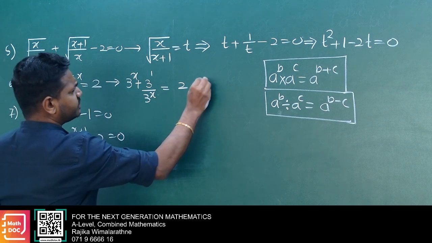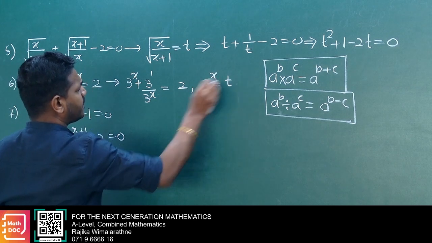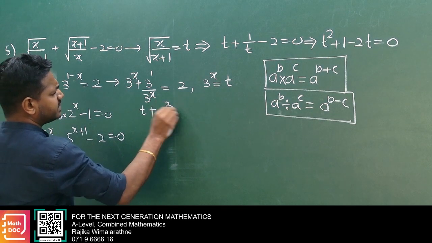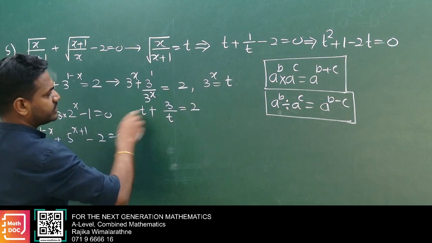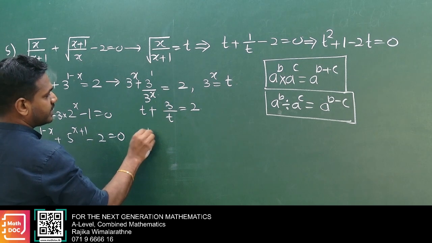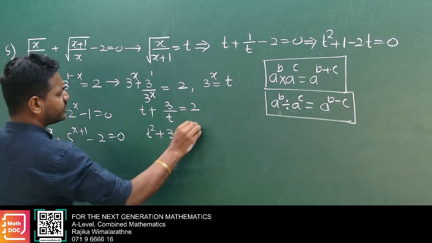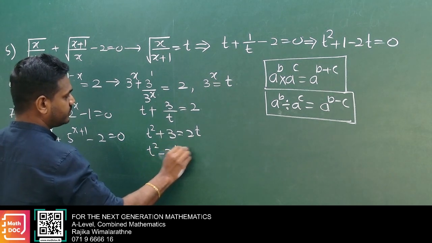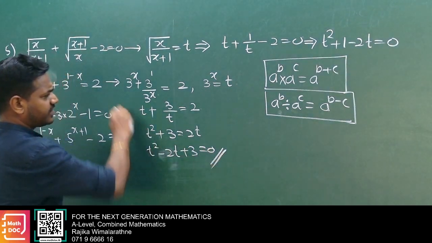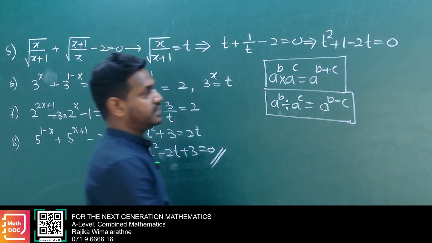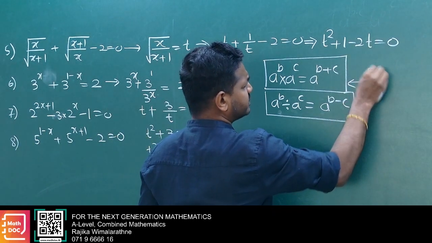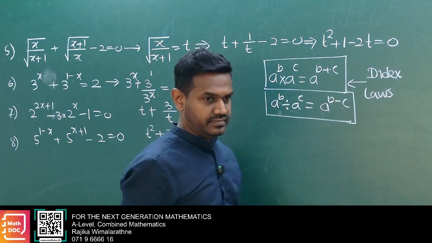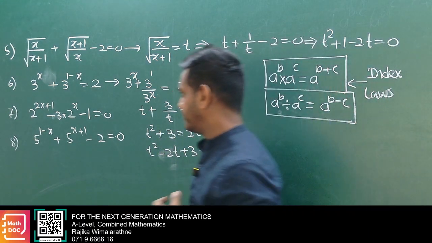Now you can take substitution 3 to the power x equals t. Take that substitution. Then t plus 3 over t equals, then multiply by t: t squared plus 3 equals 2t. Then t squared minus 2t plus 3 equals 0. Likewise, you can convert. Yeah, index laws. Continue, take a little time further.